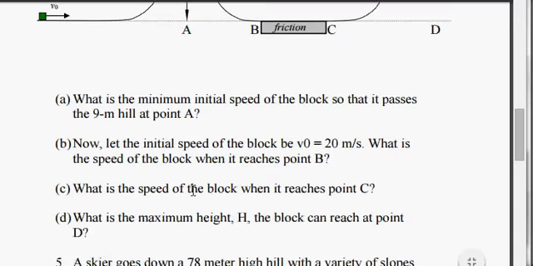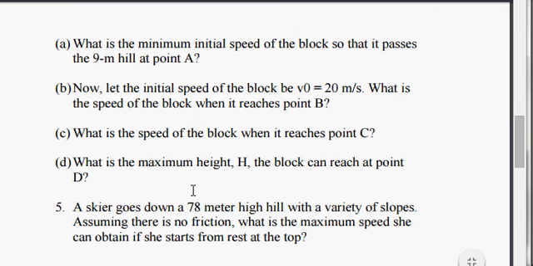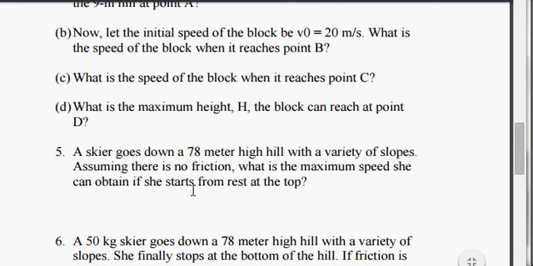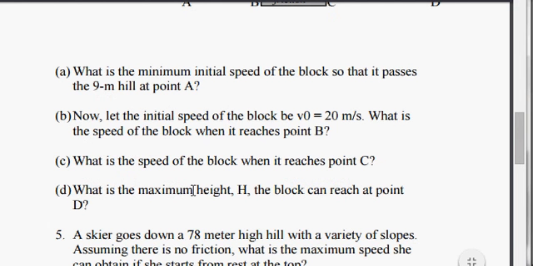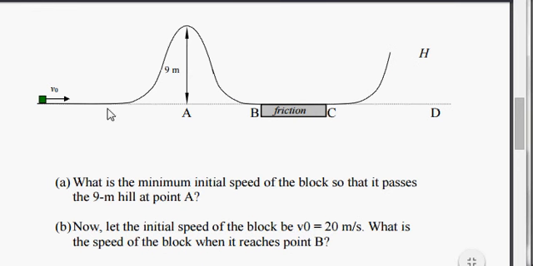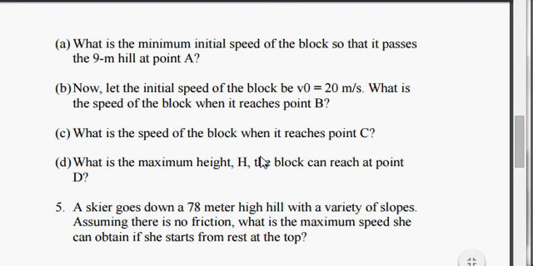Part B. The initial speed is now 20 meters per second instead of whatever you found in part A. What is the speed when it reaches point B? Well, it's going to be exactly what it started with because there's no friction, and so it goes up the hill, comes down the hill, but it gains back the same speed that it lost on the way up the hill. So that was easy.